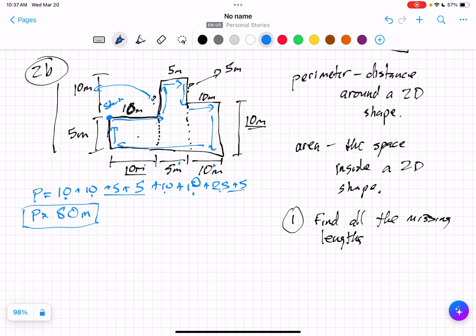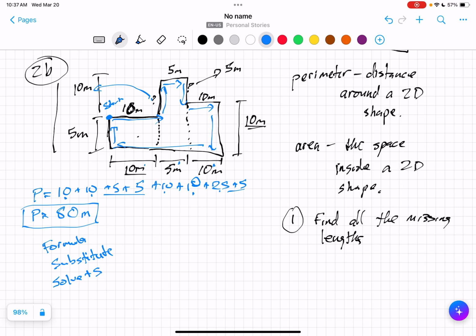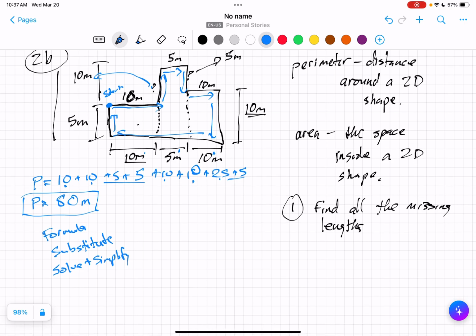All right, so now I have to find the area. Area, we learned in our class, there are 3 steps for area. First step is formula. Second step is substitute. And the third step is solve, okay, and simplify. I'm going to show you how I've been teaching the students with ours.